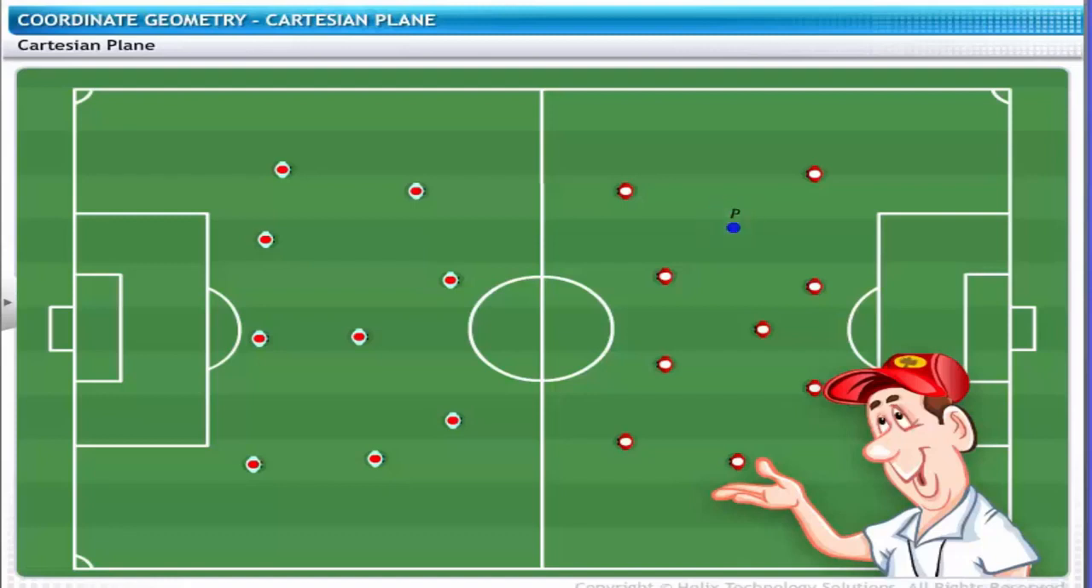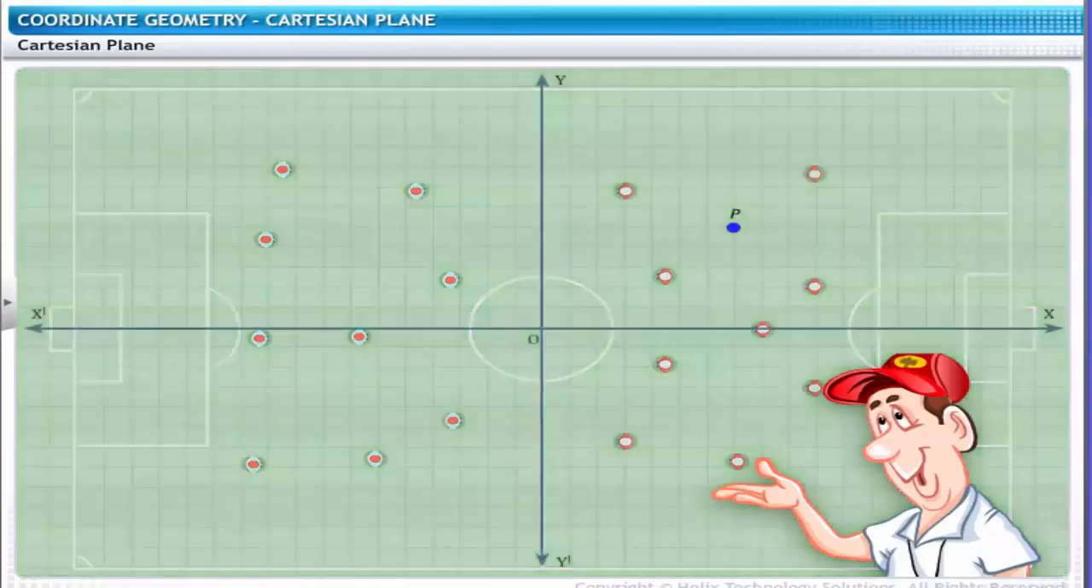We can resolve this problem by regarding the football field as a Cartesian plane, which is represented as a graph. The length of the field on the Cartesian plane is the horizontal line XX dash, and the breadth of the field is the vertical line YY dash. YY dash intersects with XX dash at point O.